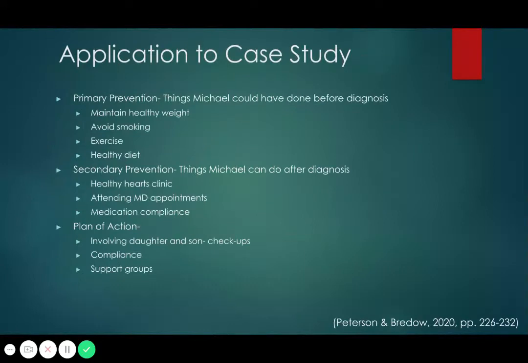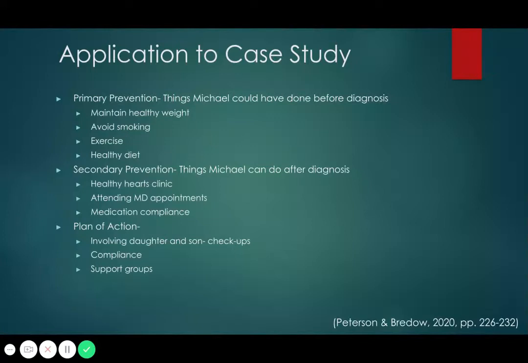How the health promotion theory can be applied to Michael. We could start with primary prevention, so things Michael could have done before being diagnosed with congestive heart failure. He could have not smoked, first off, and then he also could have maintained a healthy weight, because I mentioned that he was obese or is obese. And he could do that by exercising, so just getting out, going on a walk, or joining a nearby gym, and then also maintaining a healthy diet. And with your congestive heart failure patients, the recommendation is a low salt, low cholesterol diet.